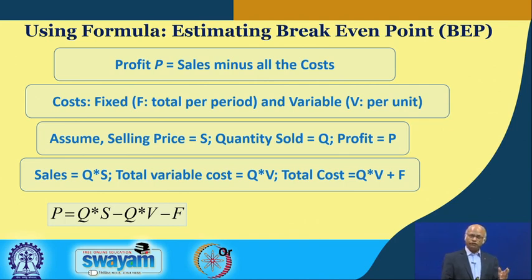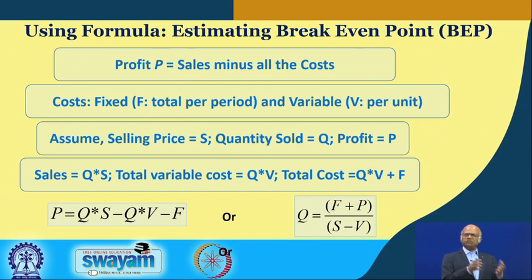P, meaning profit, is equal to total sales, that is Q into S, minus initially variable cost, that is quantity sold into unit variable cost, minus fixed cost. Fixed cost is annual cost. If your estimation horizon is a financial year, then fixed cost is an annual cost. If it is quarterly, then it is for the quarter.